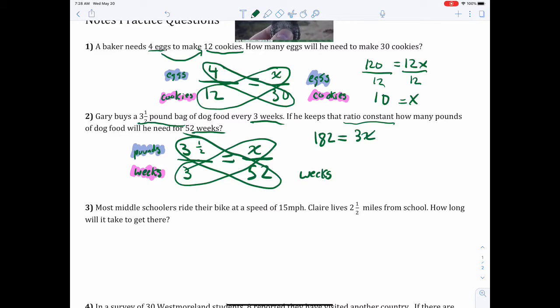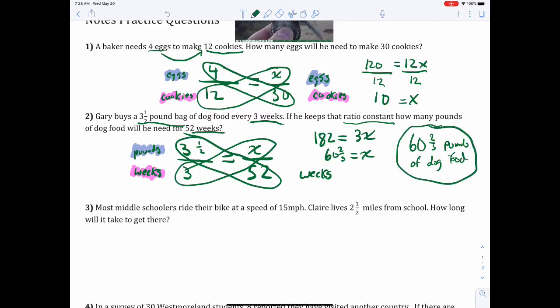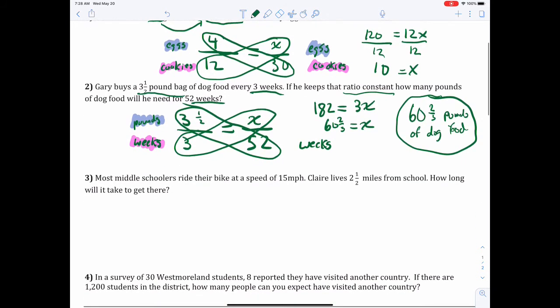So if we divide that 182 by 3, we're going to get x equals 60 2/3. So over the course of 52 weeks, which is just a year, it's going to need 60 2/3 pounds of dog food. That's a lot of food. Think about that. That's how many pounds the dog is eating. But he also exercises and uses the bathroom.